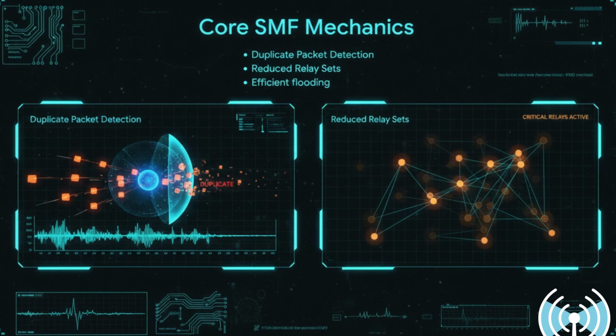So how does SMF actually work under the hood? It relies on 2 brilliant mechanics. First up, duplicate packet detection, or DPD. Since nodes in a mesh hear packets coming from all directions, DPD detects and drops duplicates instantly so they don't get endlessly re-relayed in a loop. Second, reduced relay sets. Instead of every node acting as a repeater, the network calculates a minimal connected dominating set, which is really just a fancy graph theory way of saying that only a minimal optimal subset of relays actually retransmits the data. SMF reaches the whole network, but with just a fraction of the redundant noise.